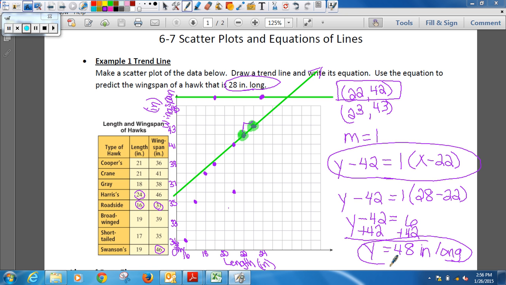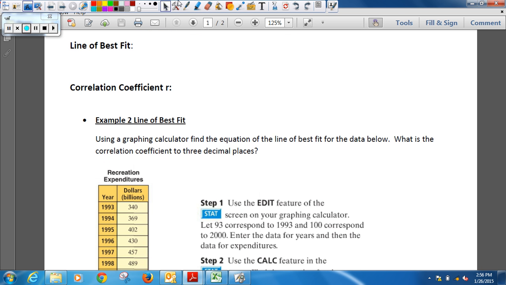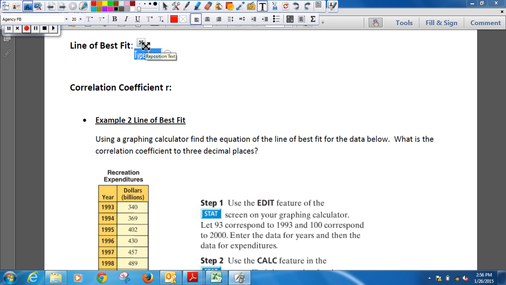I would double check to make sure you do every part of the story problem. I made a scatter plot, I drew a trend line, I wrote the equation, and then I made the prediction. So I have completed all the parts of this problem. Okay, our definition here for a line of best fit is the trend line that shows the relationship between two sets of data most accurately.